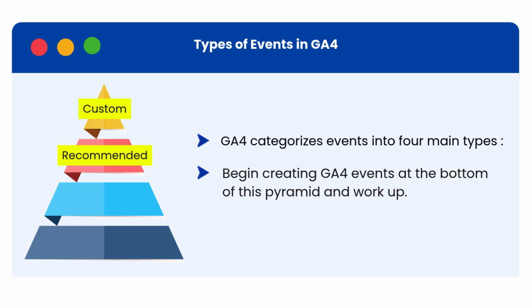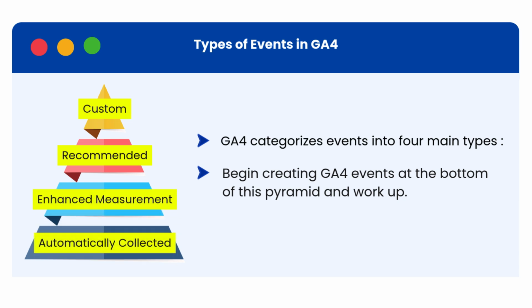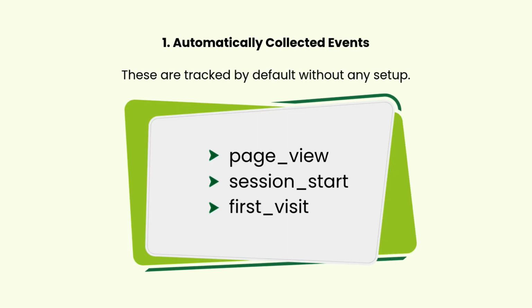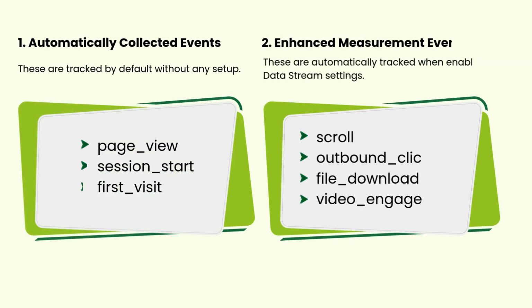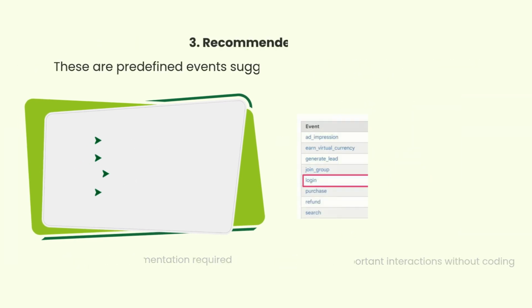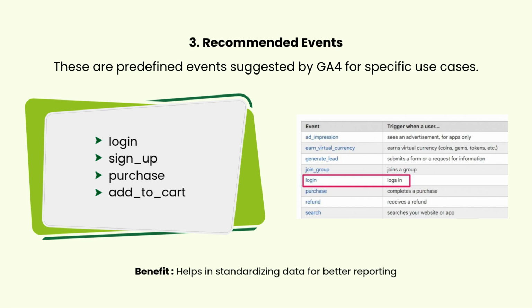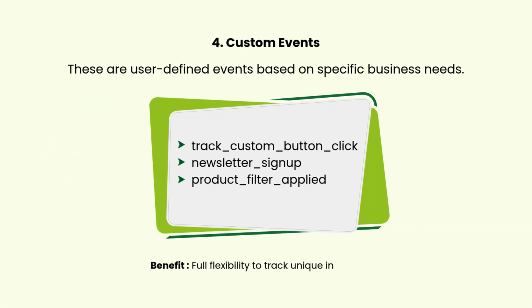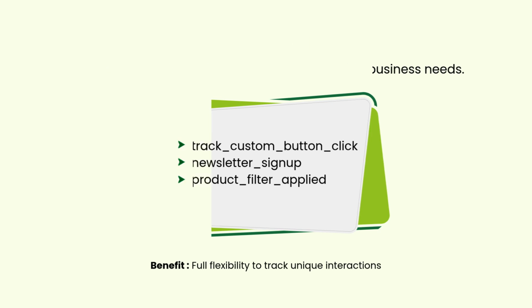Begin creating GA4 events at the bottom of this pyramid and work up. Number 1. Automatically collected events. These are tracked by default without any setup. Number 2. Enhanced measurement events. These are automatically tracked when enabled in data stream settings. Number 3. Recommended events. These are predefined events suggested by GA4 for specific use cases. Number 4. Custom events. These are user-defined events based on specific business needs.